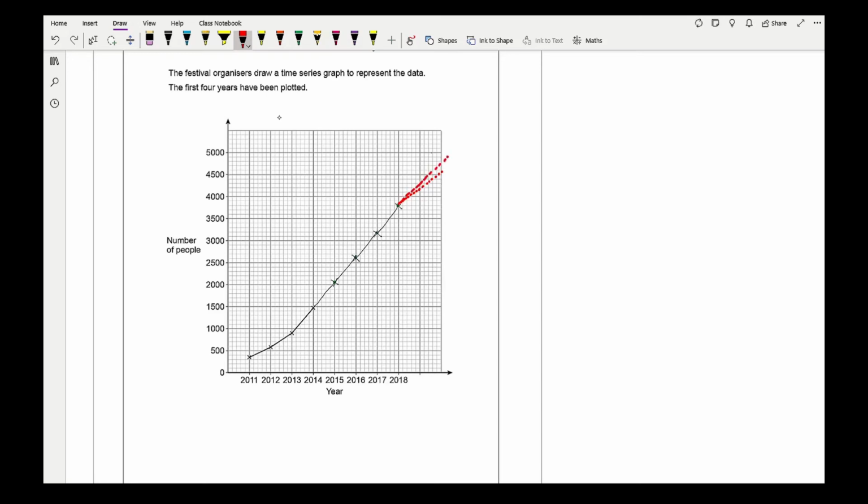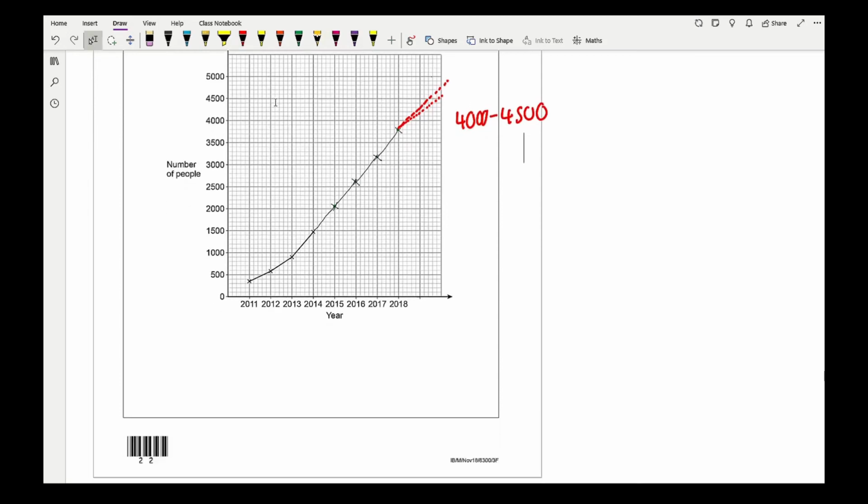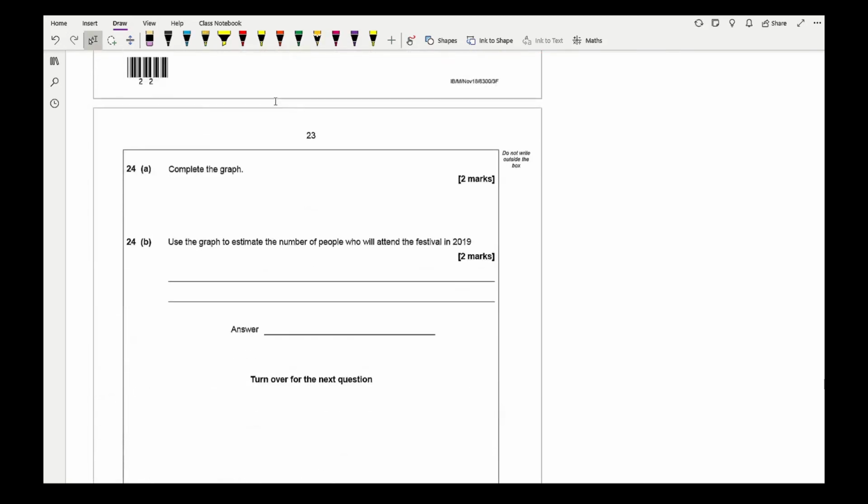Now, basically with regards to this, we're looking for any particular answer. I would say that's going to go between 4,000 and 4,500. I think that would be an acceptable answer to where they think it's going to be. But as long as you've projected your line upwards, then that should be absolutely fine. So I'd say any number between 4,000 and 4,500, and make sure you project the line over to 2019.